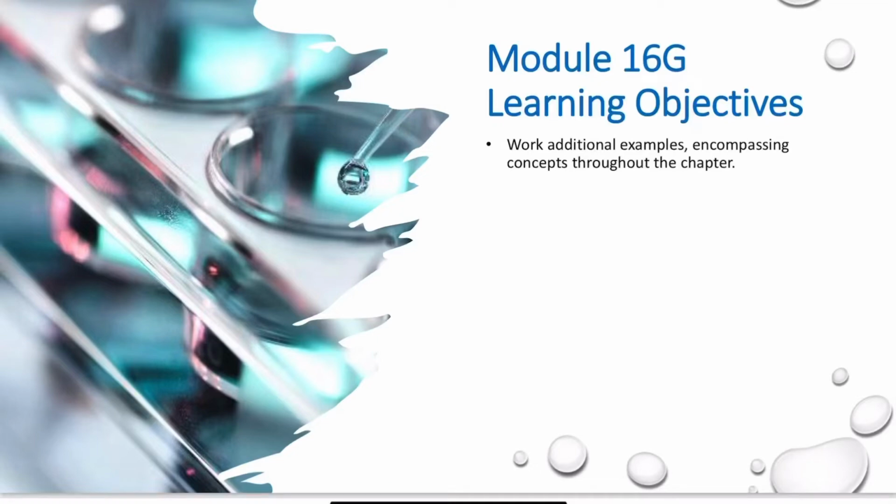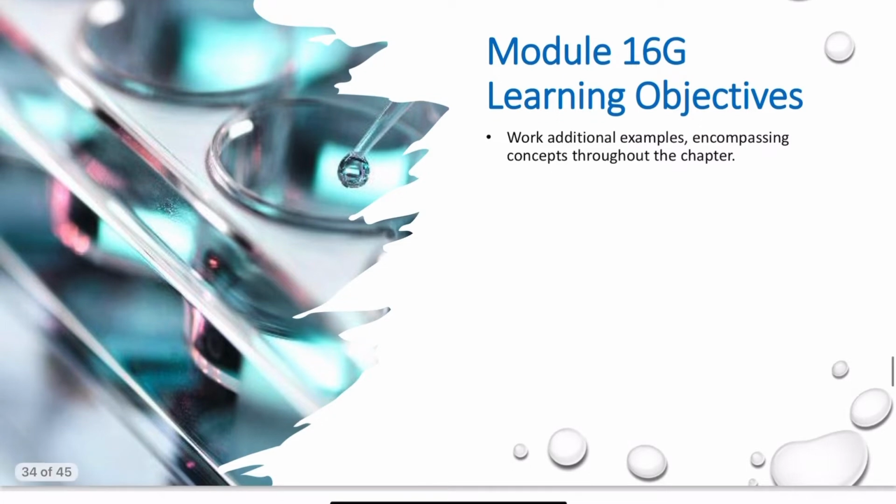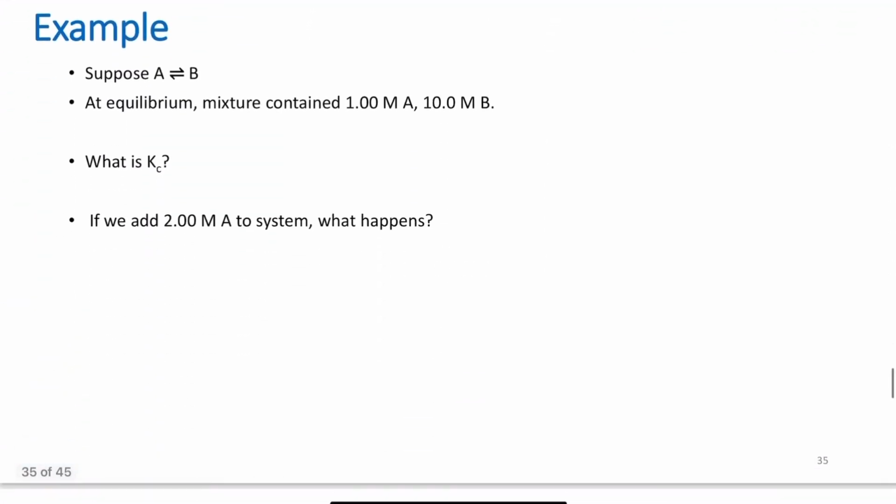To finish out this chapter, let's just go ahead and work some additional examples, kind of encompassing everything we've covered. Hopefully this gets you guys more comfortable with the overall concepts and everything else that we've done in this section. So the first example, suppose I have reactant A in equilibrium with product B. At equilibrium, a mixture contained 1 molar A and 10 molar B. What is your Kc value?